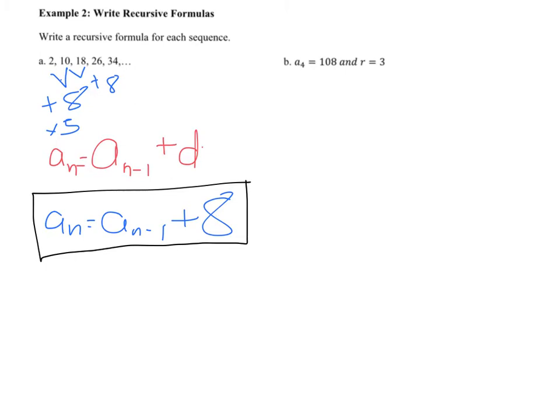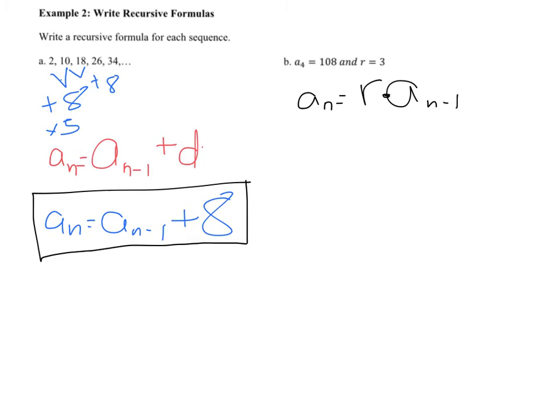We're going to do the same thing for B. It says that a sub 4 equals 108 and r equals 3. So since they're giving me r, I know that this is going to be a geometric sequence. So our geometric sequence formula is a sub n equals r times a sub n minus 1.